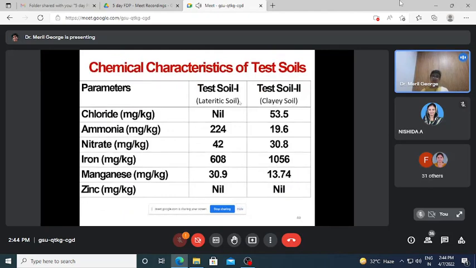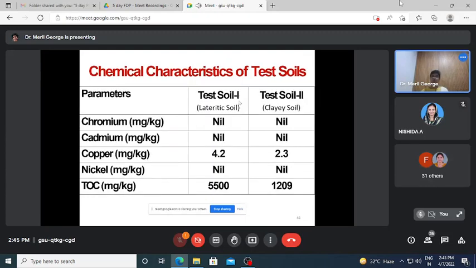Next come the chemical characteristics. Initial chemical characteristics of both the soils were also analyzed. Okay. Next comes the result obtained. That means I have tested these two soils after 100 days and after 150 days from two radial distances.